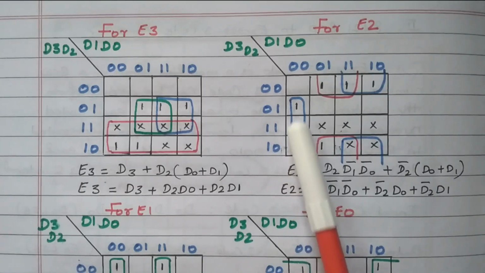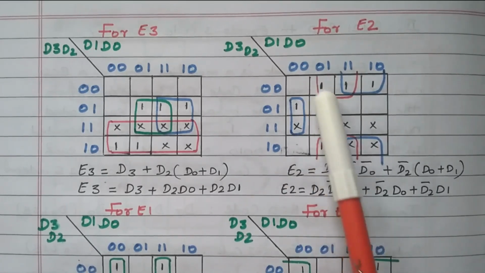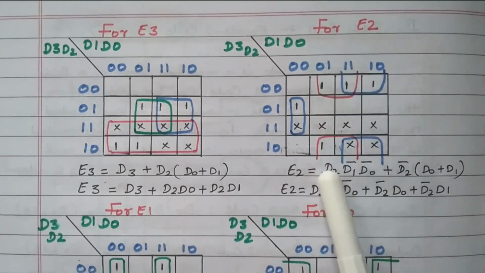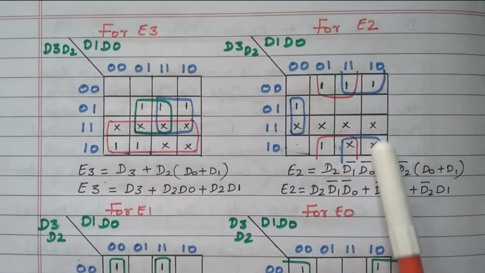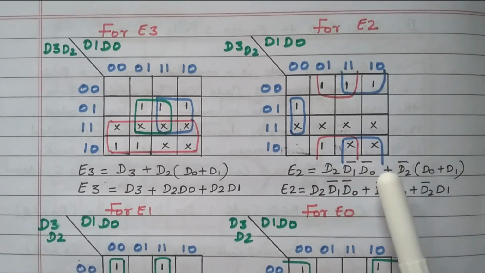First we'll see grouping of these 2 cells. There are no other possibilities. The second grouping is these 2 cells and these 2 cells grouped together, so grouping of 4 cells. Similarly, these 2 cells and these 2 cells are grouped together. That is also grouping of 4 cells.